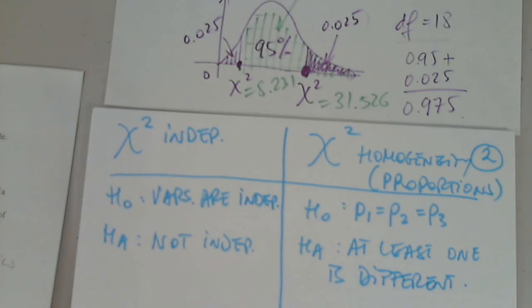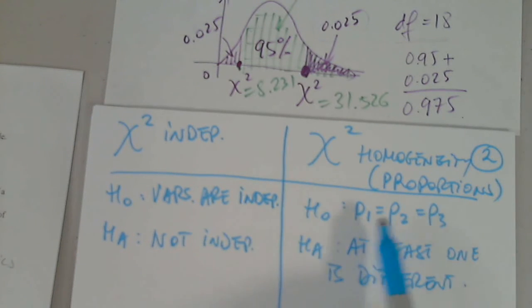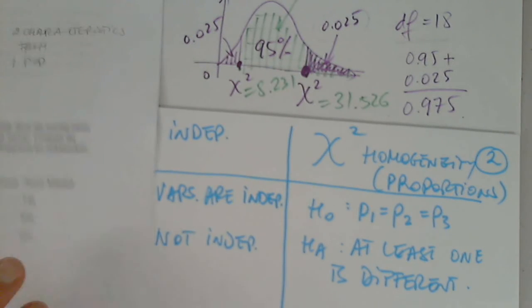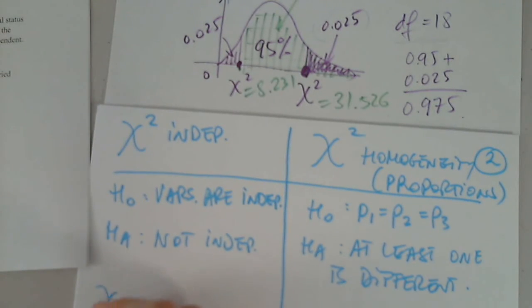So the test for independence, variables are independent or not independent. The test for homogeneity, for proportions, no difference. The proportions coming from 3 different populations are identical. Here, the alternative, at least one of them is not equal to the other 2. As I mentioned, the test statistic is conducted in the same way. Both of them, I'm not going to write it twice. I'm just going to write a chi-square test.